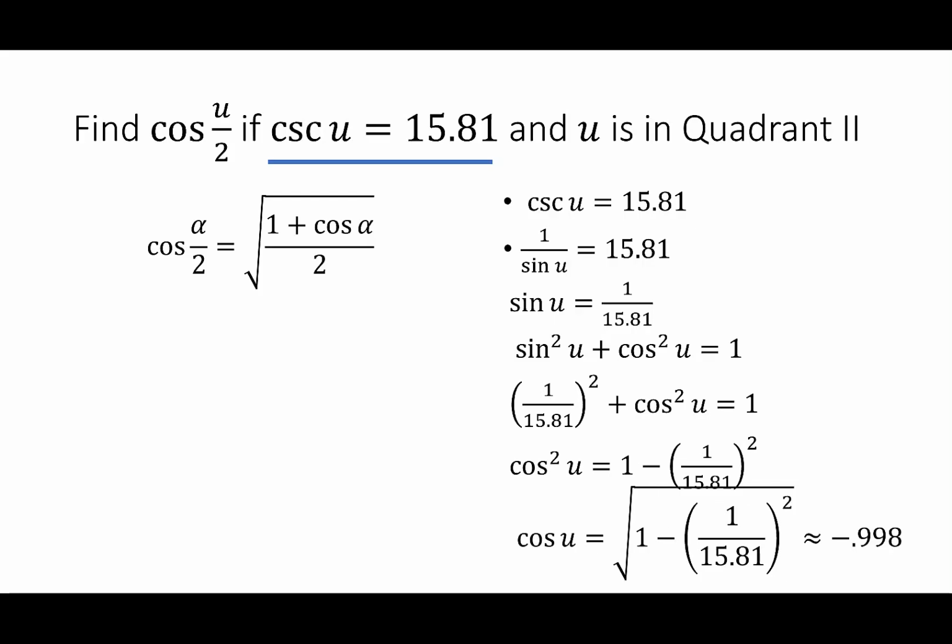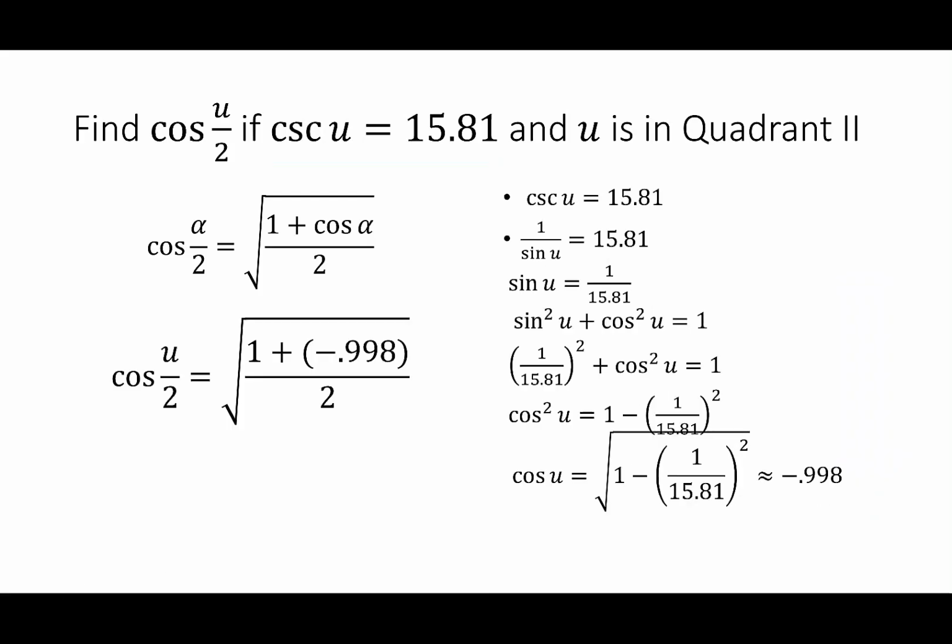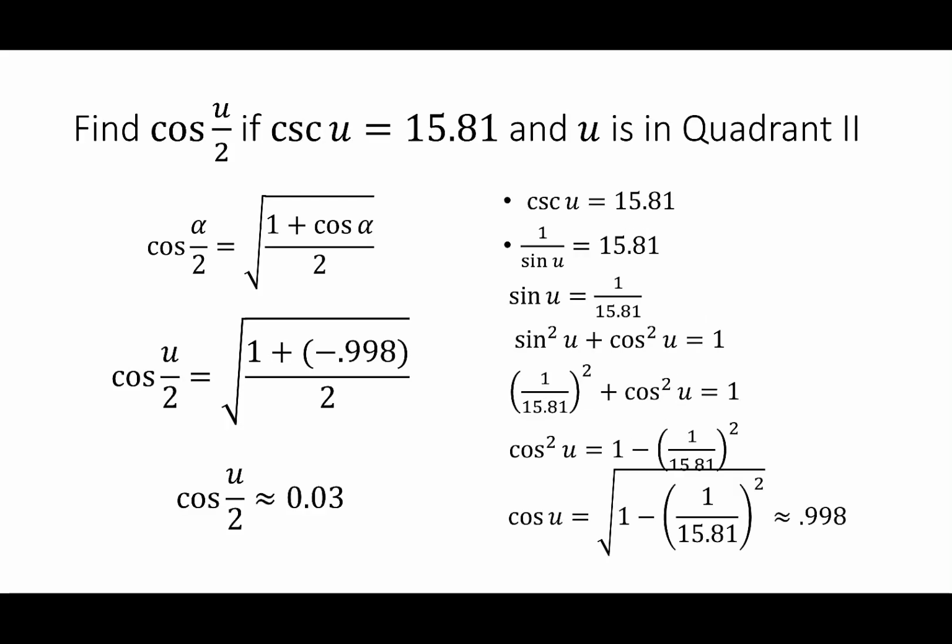I get 0.998. Notice I put a negative sign in front of our number. At the beginning of the problem, we said that we're in quadrant 2 where cosine is negative. So it's super important that you attach the negative sign to the numeric value. Now we're going to plug negative 0.998 into our cosine of alpha over 2 formula. We have the cosine of u over 2 is equal to the square root of 1 plus negative 0.998 over 2. Again, we grab our calculator, which tells us that the cosine of u over 2 is about 0.03.